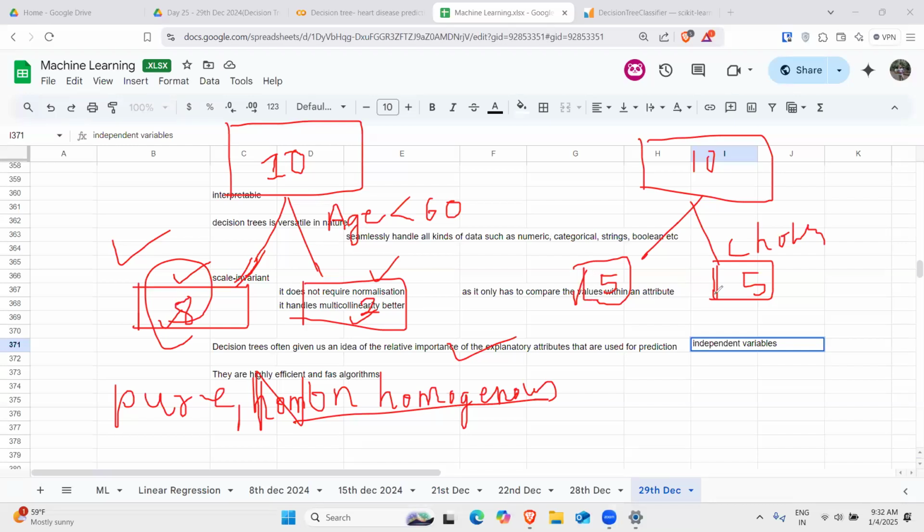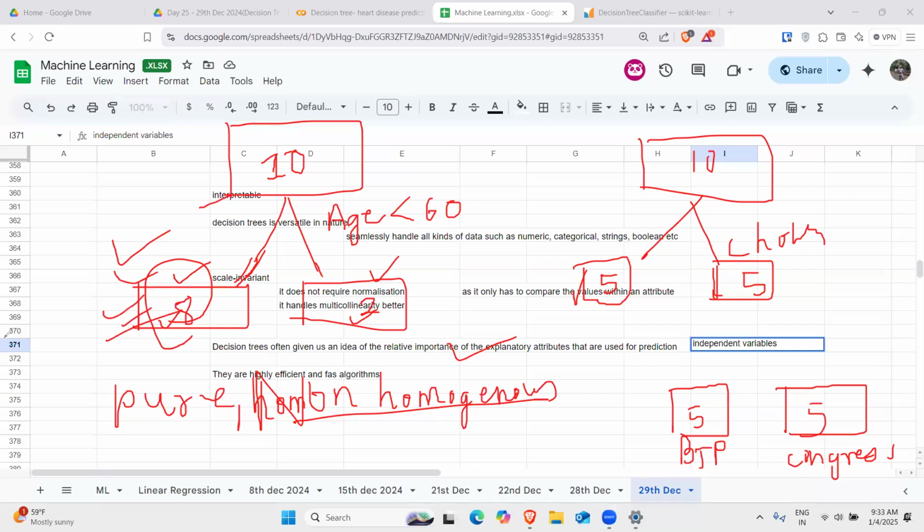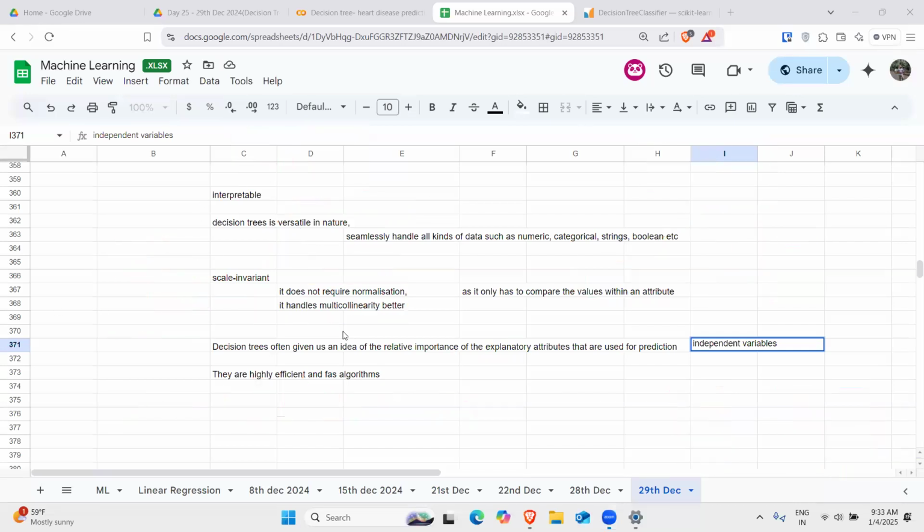But if it is 5, 5, isn't it ambiguous? Let's say you got 5 votes for BJP, and you got the same number of votes for Congress. So it is not homogeneous, it is not pure, right? Splitting is not pure. So there is ambiguity. Our entire purpose of the decision tree is to increase this purity, and we have several ways to do that. We'll come to this point after some time.